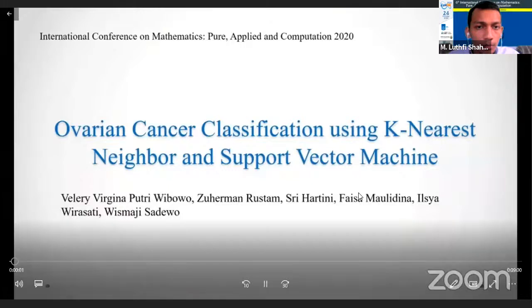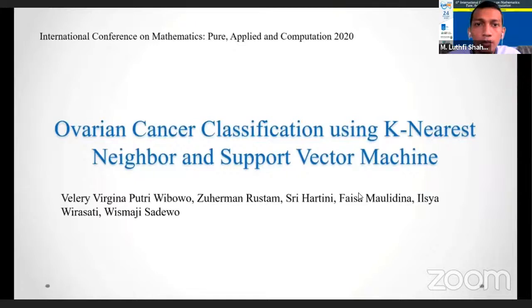Hello everyone. In this opportunity, we would like to present our study about machine learning implementation in the medical field. The title of our study is Ovarian Cancer Classification using K-nearest neighbor and support vector machine. Before we begin, let me introduce the authors. The first author is Valerie Virginia Putri Wibowo. The second author is Zuherman Rustam. The third author is Sri Hartini. The fourth author is Faisa Maulidina. The fifth author is Ilsya Wirasati. And the sixth author is Wismaji Sadewo.